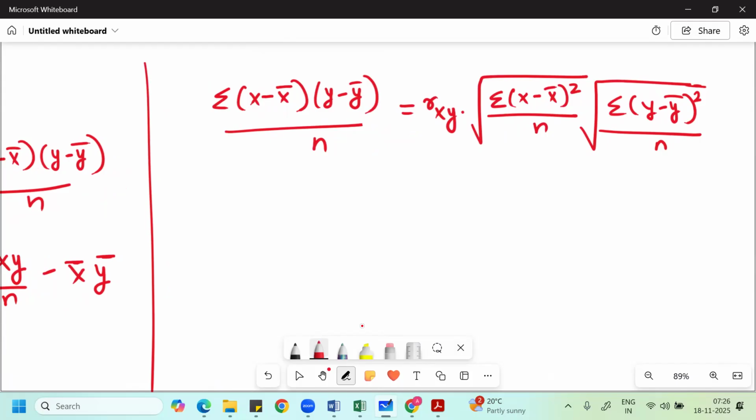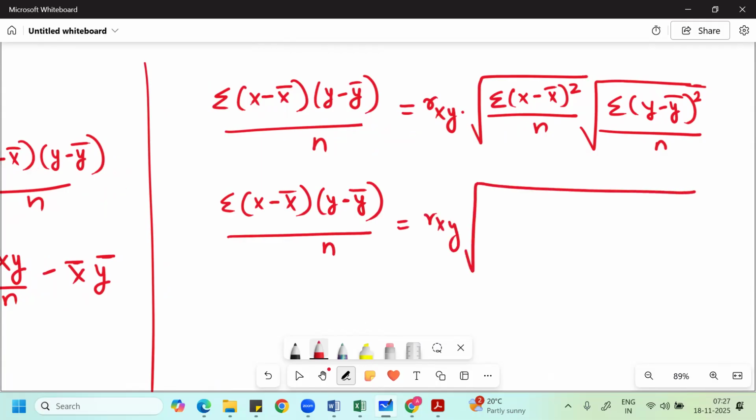So you can write summation of (x minus x bar) into (y minus y bar) by n is equal to r of xy under square root. You can write summation of (x minus x bar) whole square, then summation of (y minus y bar) whole square by n square. So n into n is n square, and if you bring the n out of the square root, it becomes n, and this n and this n will get cancelled.